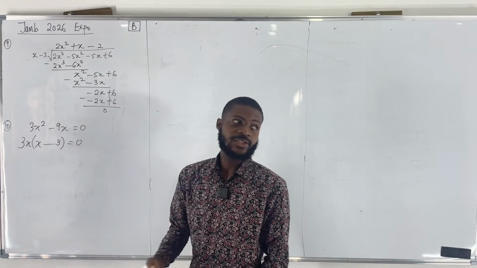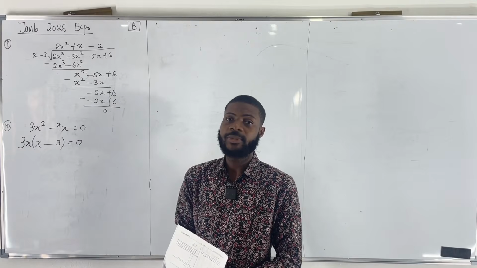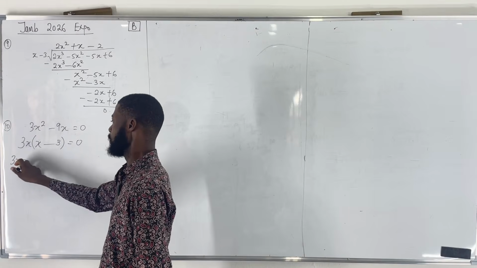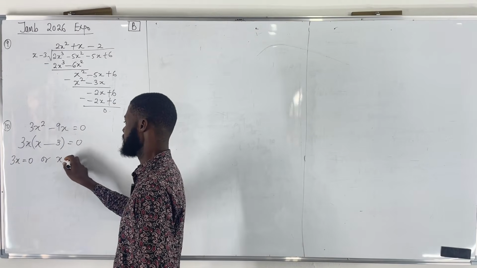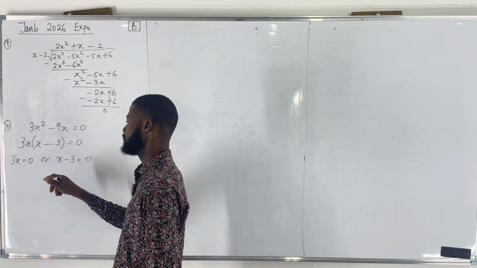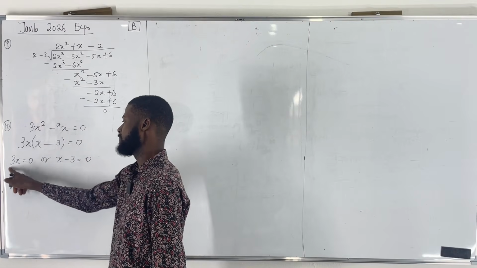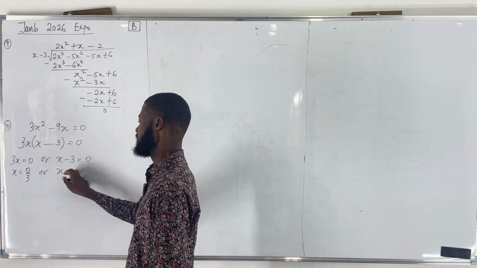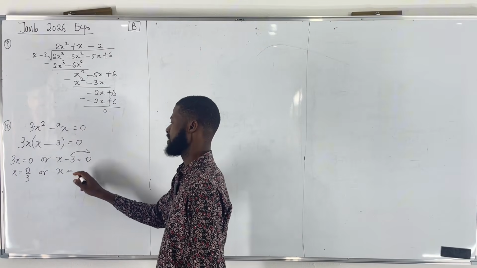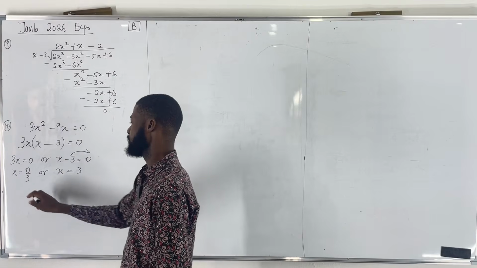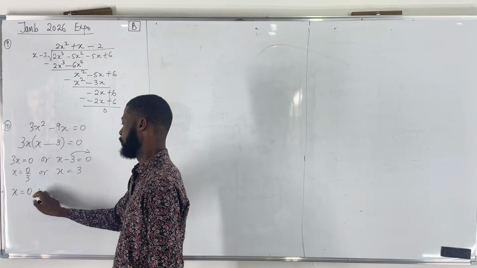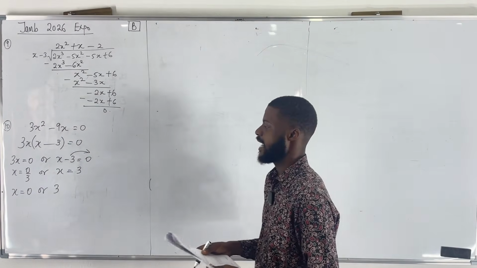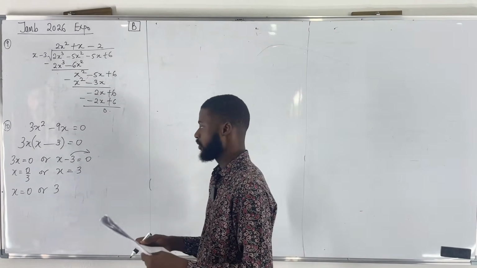Now, if you are multiplying two things and the answer is 0, it means any of them could have been 0. So 3x is equal to 0, or x minus 3 is equal to 0. Now here, I can divide both sides by 3. So x is 0 over 3, or x is equal, this minus 3 can go to the other side, and then become ordinary 3. So this will be x equal to 0 or 3. So the answer to that question is C. That is the answer. Let's move on to the next one. Question 11.